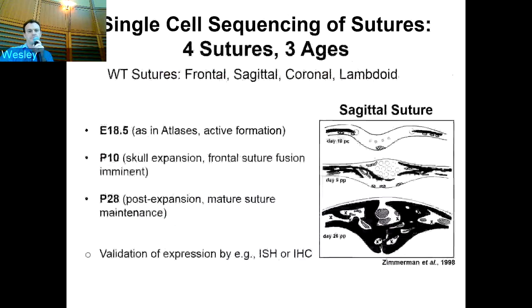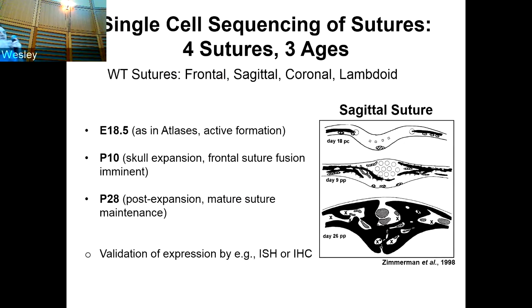Okay. So the sutures that we're doing are all wild type sutures, and they're the sutures most commonly involved in craniosynostosis diseases. These are the frontal, sagittal, coronal, and mandibular. We're doing them at three ages, and in this figure on the right, I'm showing you, for the sagittal suture, an excerpt from a paper that shows the different morphology at the three time periods in which we're doing our experiments. So E18.5 is in common with the older age in our atlases, and it's a time of active formation of the sutures, so not really definitive yet.